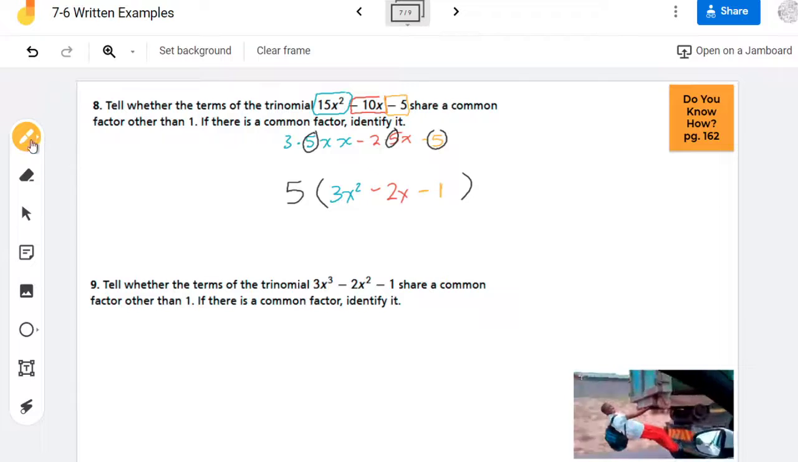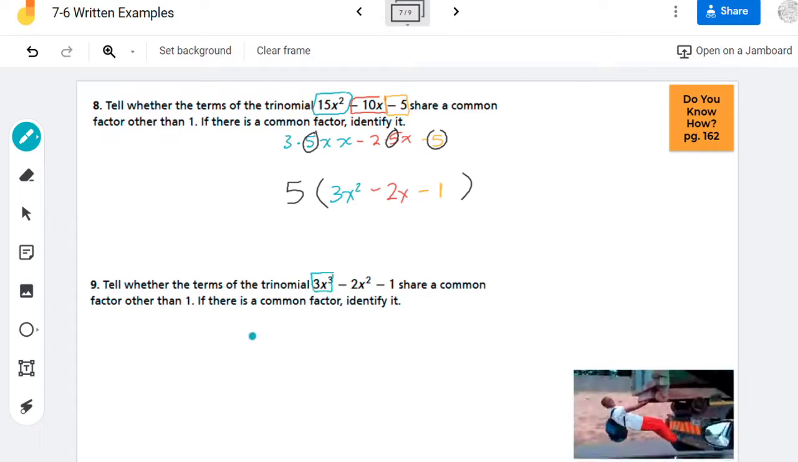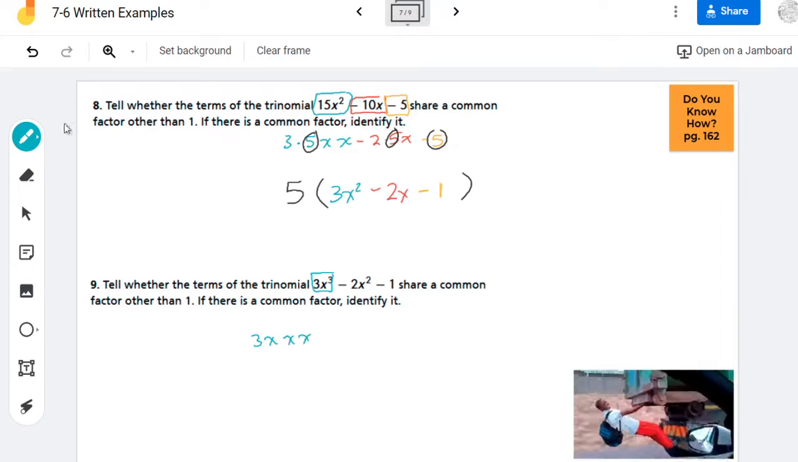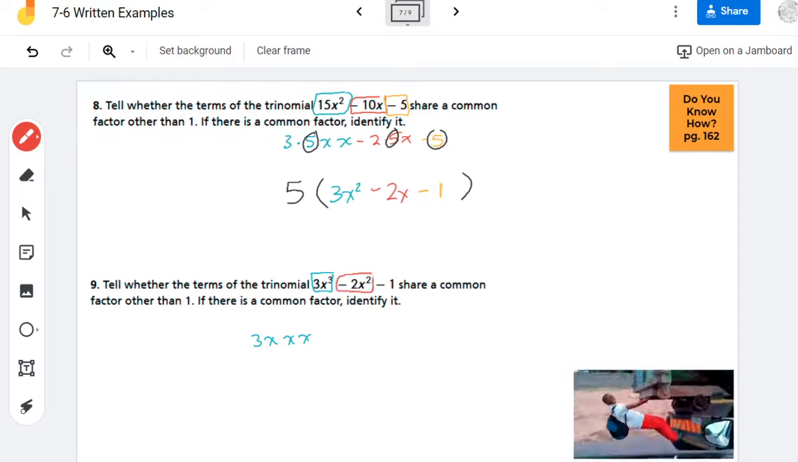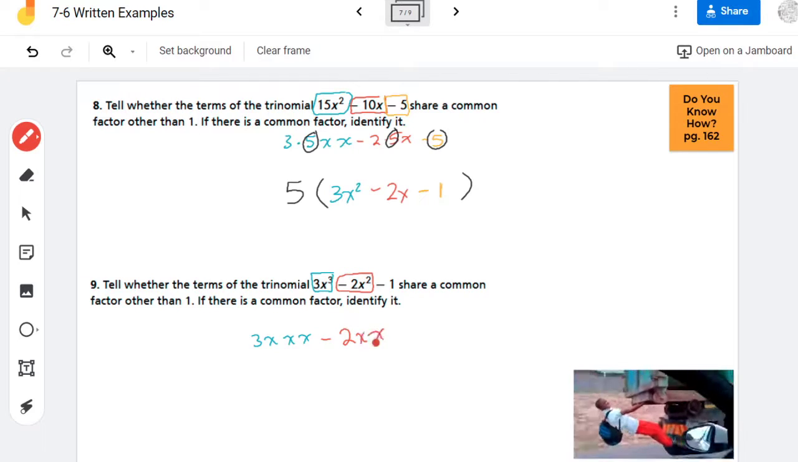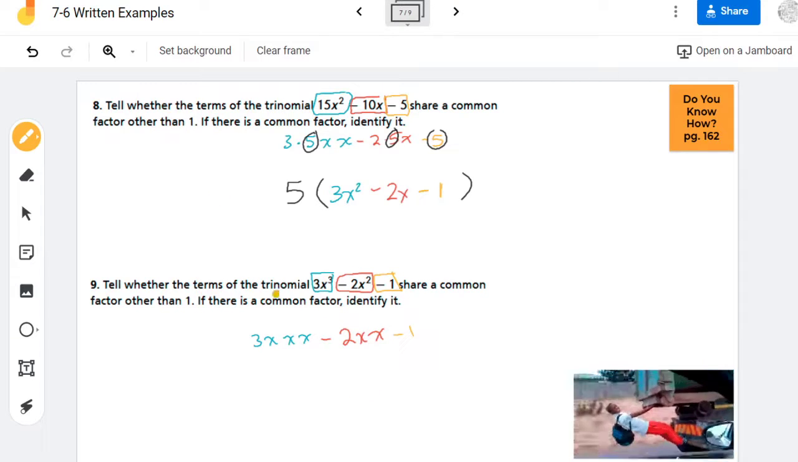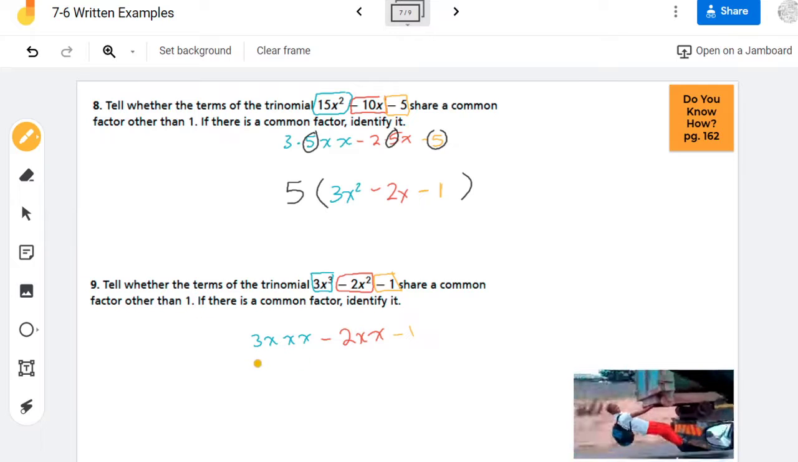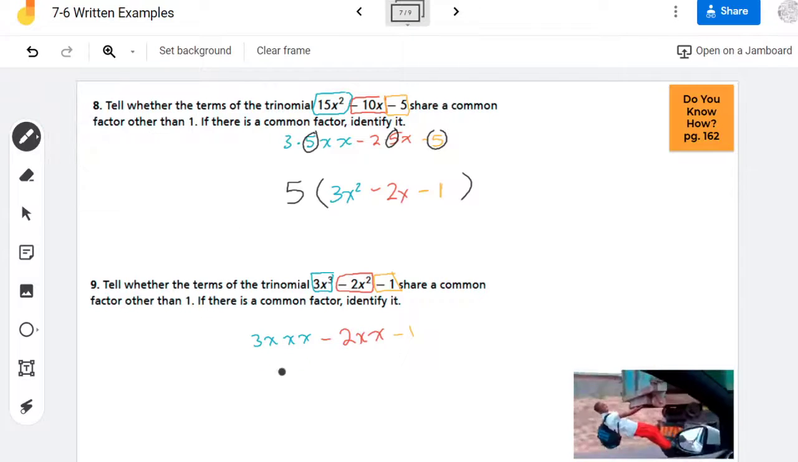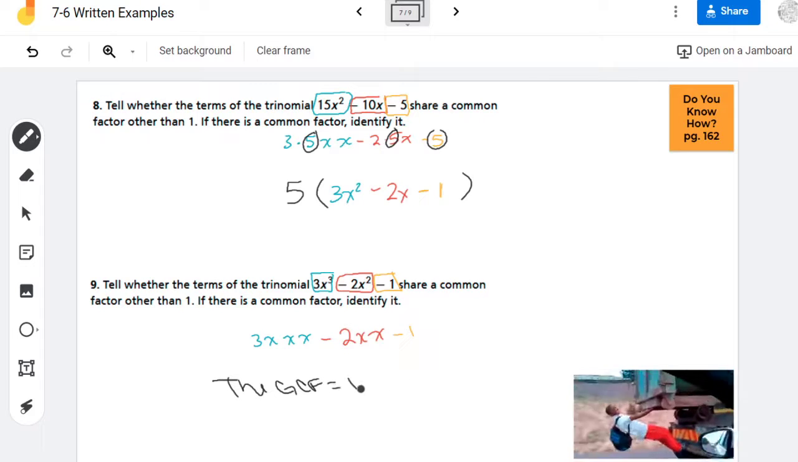So now for number 9, let's go ahead and try that trick again. So 3x cubed is 3 times x times x times x, minus 2x squared, so 2 times x, and then minus 1. So if I look across this, there's no common terms other than 1. So the GCF in this case is 1, and that's it.